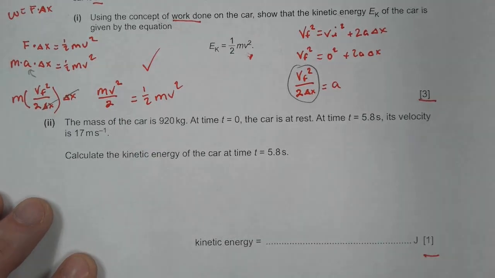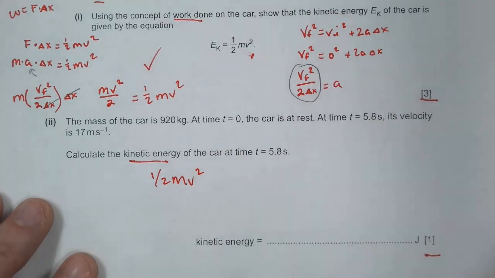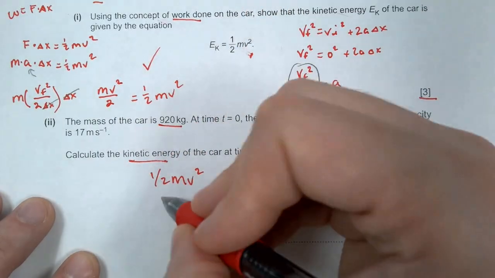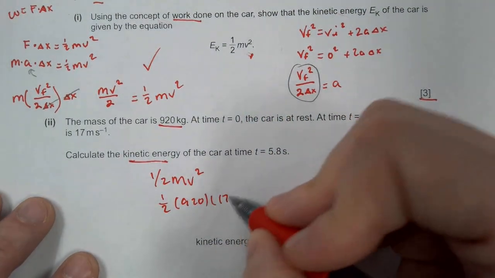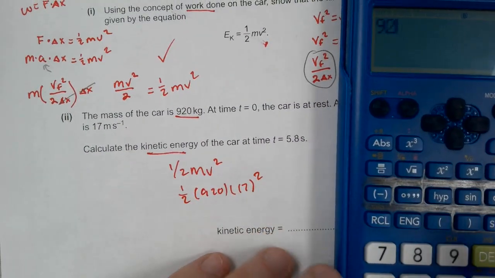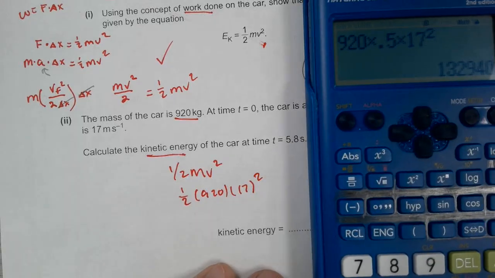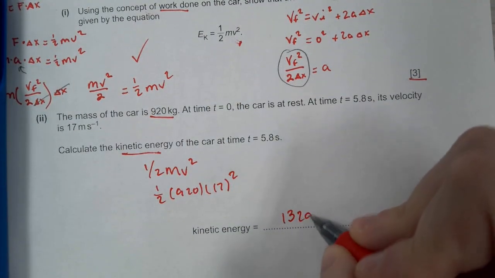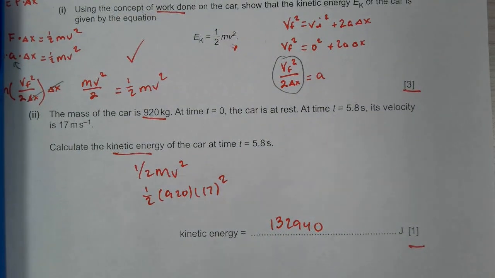All right. A one-pointer. We definitely have a chance for a one-pointer. Calculate the kinetic energy. Kinetic energy is just 1/2 mv squared. Hopefully we have an m and a v. We have an m. Do we have a v? Yes, we do. 17. Type it in. 920 times 0.5 times 17 squared is 132940.